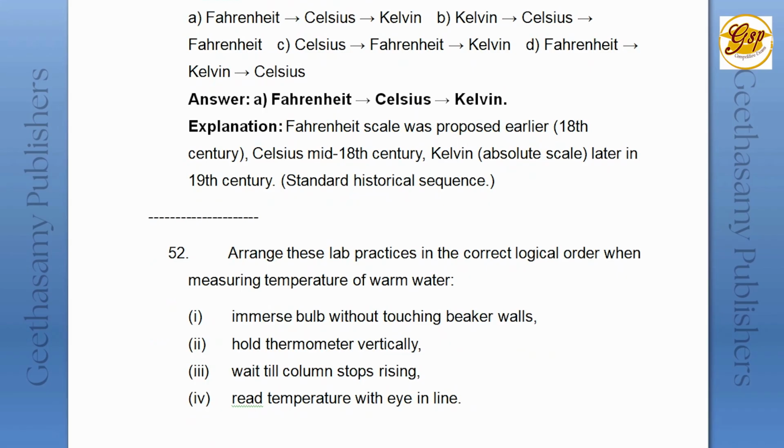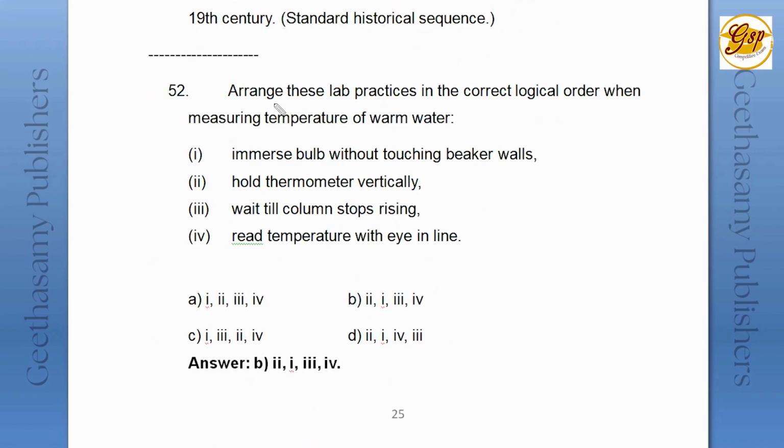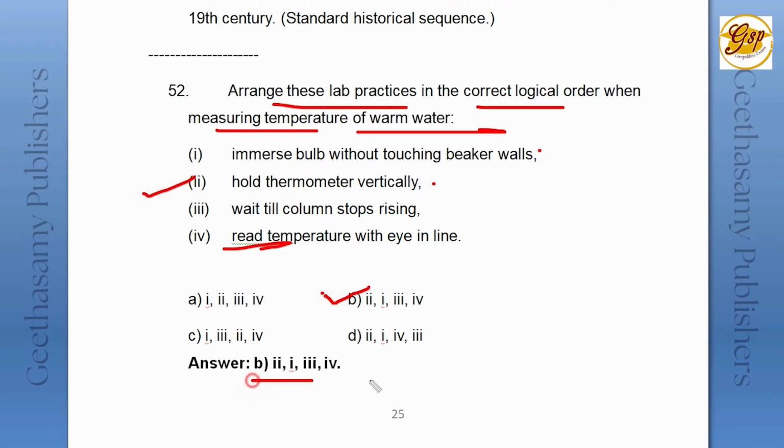Fine. Then 52nd question, arrange these lab practices in correct logical order, measuring temperature in warm water. Immerse the bulb without touching the beaker wall. Hold the thermometer vertically, wait till the column stops rising, and read the temperature with the eye in line. So the correct answer is B, 2, 1, 3, 4. First, hold the thermometer vertically, immerse without touching, wait till the column rises, and read the temperature with the eye on the line. Okay, that's the order.